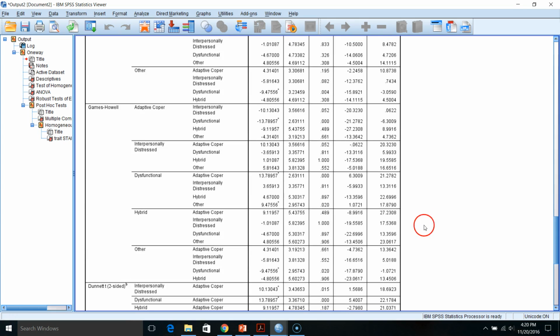And then, not finally, we've got a couple more. Our Games-Howell. Remember, Games-Howell is correcting for unequal variances and unequal samples. And so here we see that adaptive coper and interpersonally distressed is just right on the edge, but technically no longer statistically significant after we've adjusted for unequal samples and unequal variances. We still have a difference between our adaptive and our dysfunctional groups, and dysfunctional and our other groups, right?